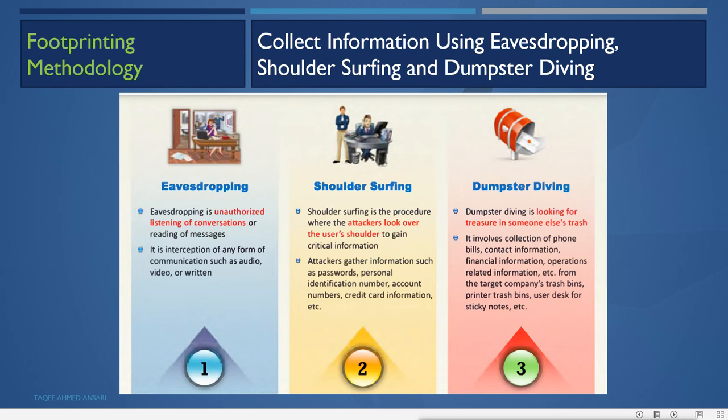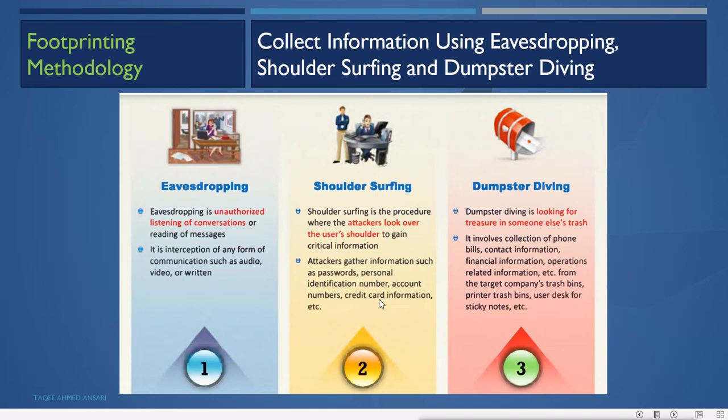Shoulder surfing is a procedure where the attackers look over the user's shoulder to gain critical information. The attacker gathers information such as passwords, personal identification numbers, account numbers, credit card information, etc.